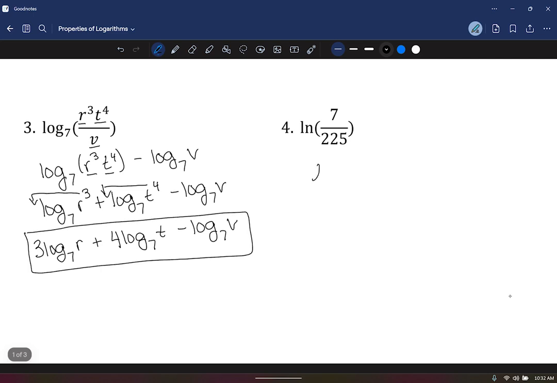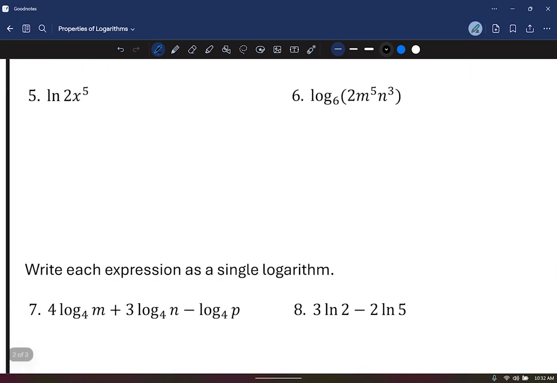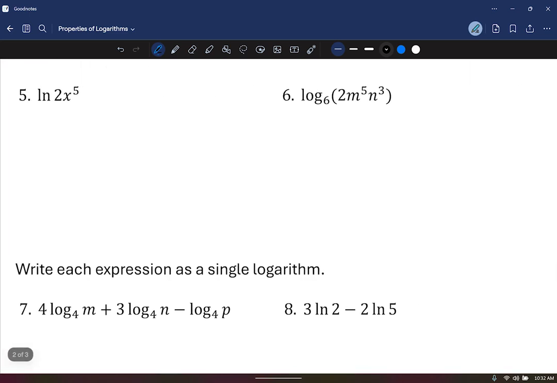All right, another division one. So we have natural log of the top minus natural log of the bottom. No powers to move on that one. All right, on number 5, we have the natural log of 2 times x to the 5th. So I have natural log of 2 plus natural log of x to the 5th. We're not going to leave that power there though, so we're going to pull it to the front. So we have natural log of 2 plus 5 natural log of x.